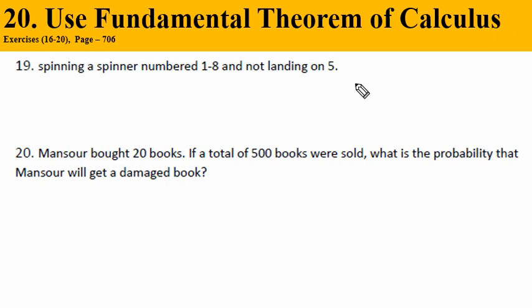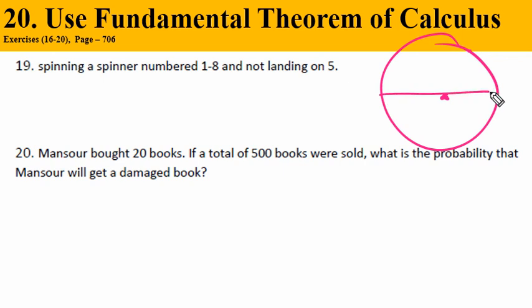Okay, the next question we have is spinning a spinner numbered 1 to 8. So you have a spinner numbered 1 to 8. I'm just trying to divide this into 8 parts first. Let me check how many parts. 1, 2, 3, 4, 5, 6, 7, 8. Good.